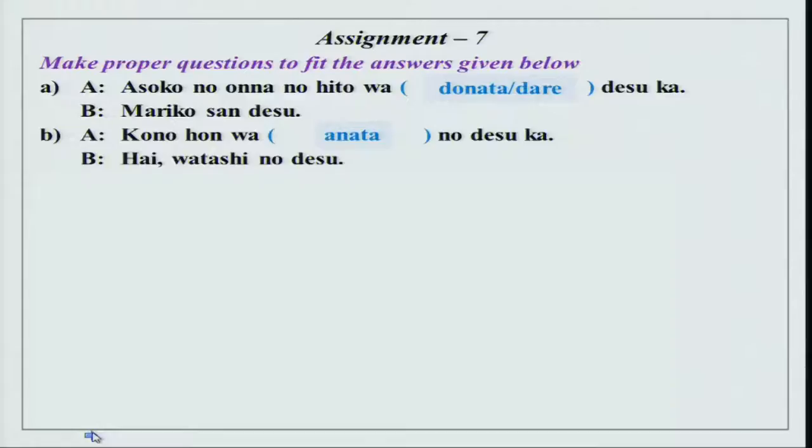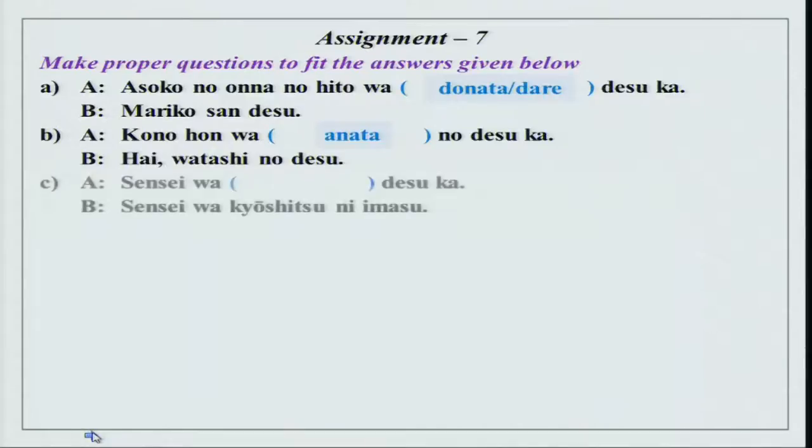Anata. Sensei wa doko desu ka? Sensei wa kyoshitsu ni imasu. So the question word should be sensei wa doko desu ka?